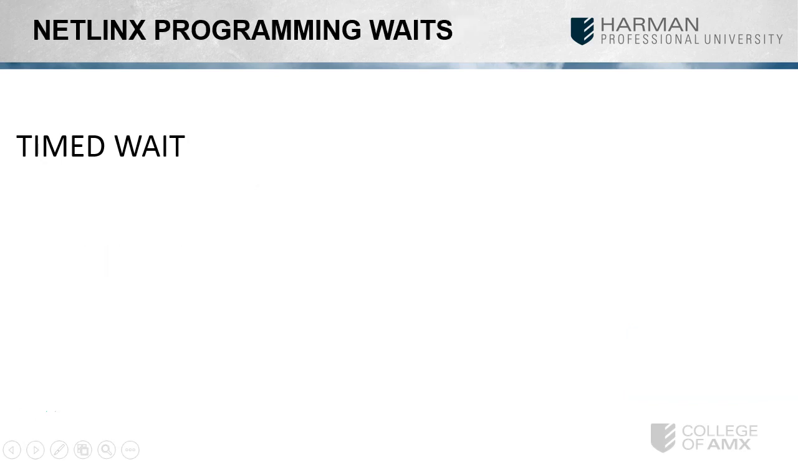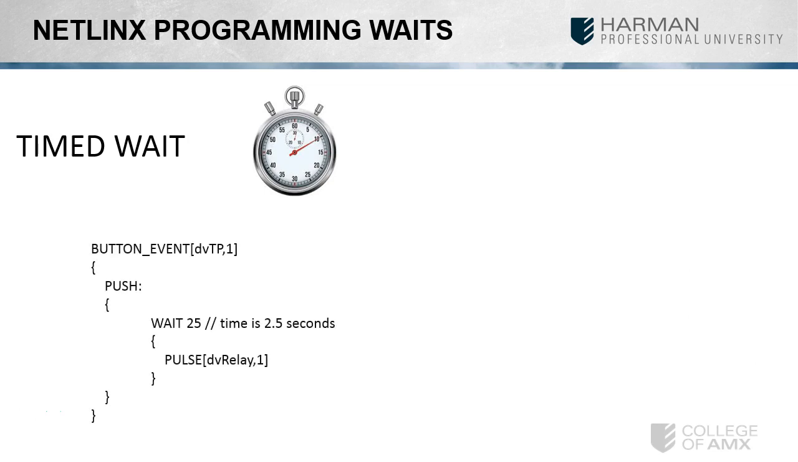A timed wait is your basic wait. You wait for a specific amount of time and then the code executes. This tool is used by calling the keyword wait followed by the required time parameter. The wait time is always measured in tenths of a second. Technically, wait times can be used with a level of 10 milliseconds of precision. However, this feature is rarely used in real-world programming.